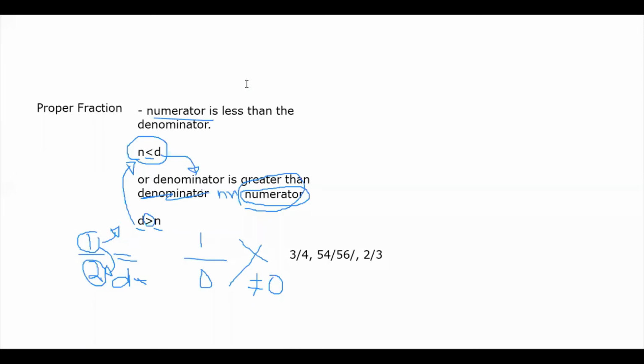Okay, we have some more examples here: 3/4, 54/56, and 2/3. All of these are proper fractions. If the fraction has a lesser numerator and a greater denominator, it's easy to identify, right? Alamin mo lang kung ano ang numerator at ano ang denominator, you can easily identify what a proper fraction is.